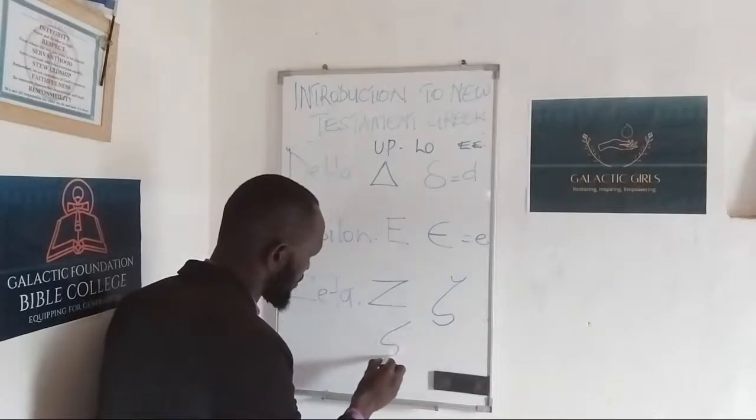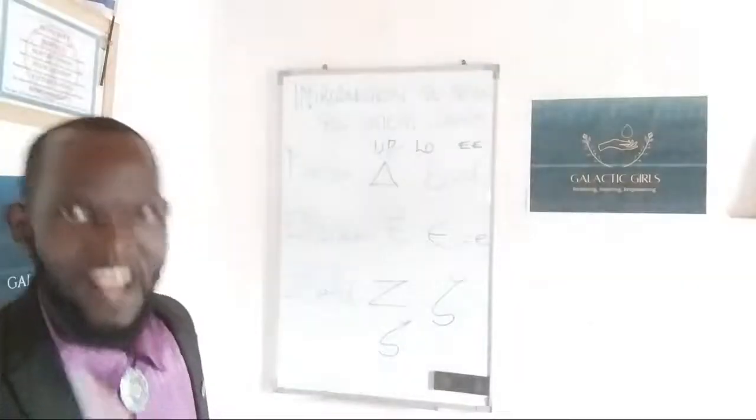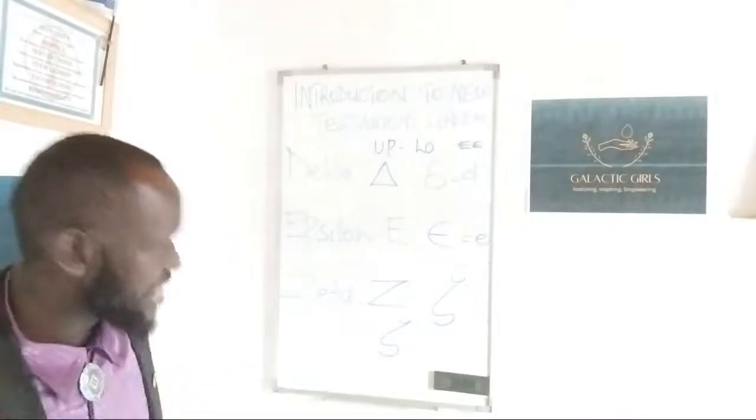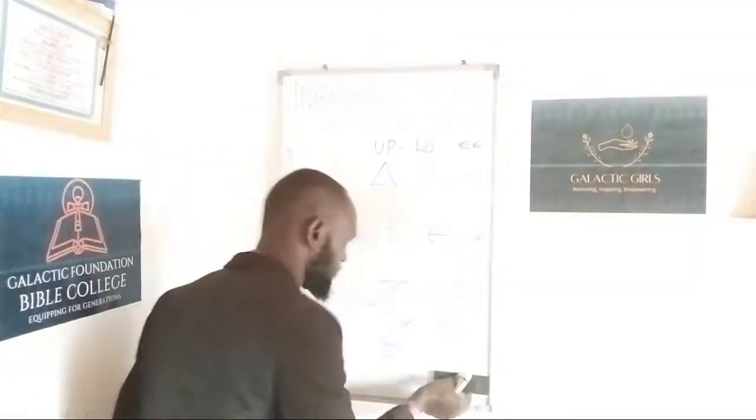And then you give it a curve, and then there's something like that. You notice that? That is the Greek zeta lowercase, or what you call small letter. Okay.